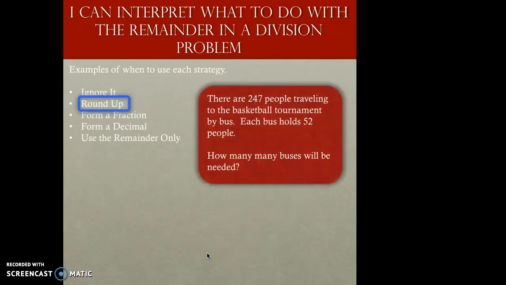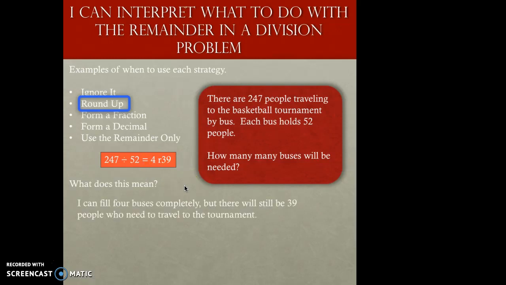This is going to be an example of when we would round up a remainder. There are 247 people traveling to the basketball tournament by bus. Each bus holds 52 people. How many buses will be needed? Well, we're going to take the number of people divided by 52, and we end up getting 4 with 39 left over. So what does this mean?